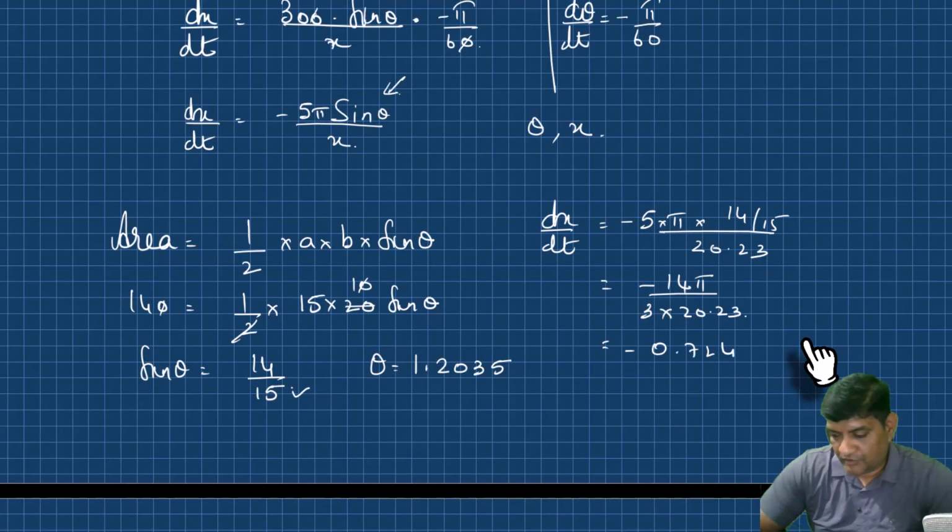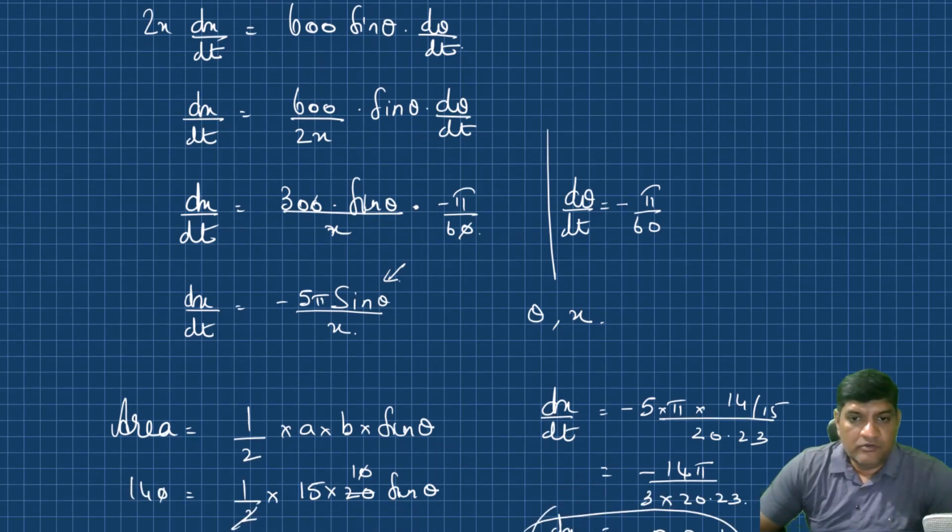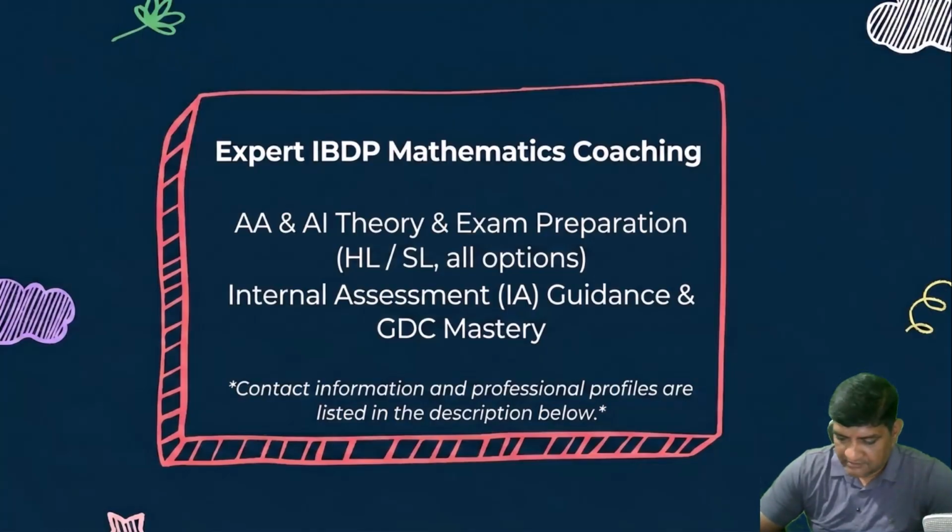So your final statement could be that the length is decreasing at the rate of 0.724 centimeter per minute. That's it for this video.